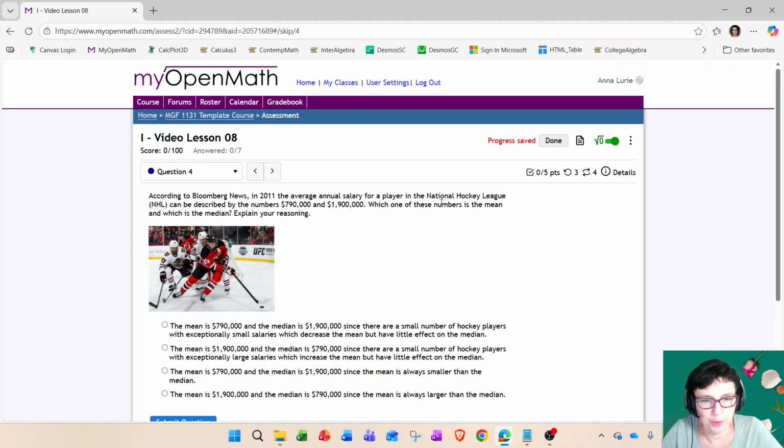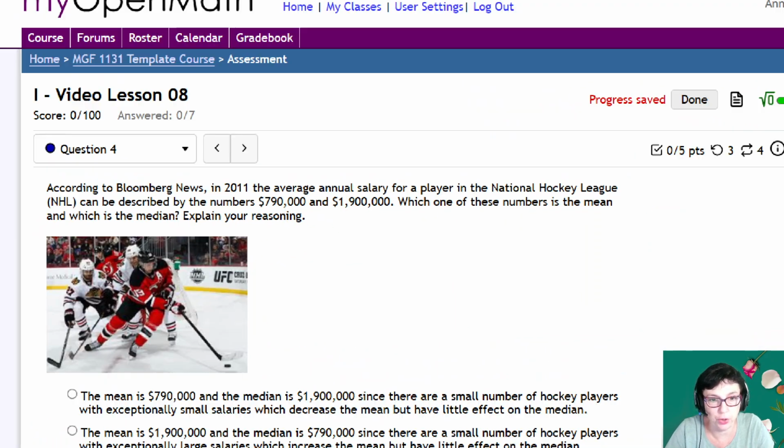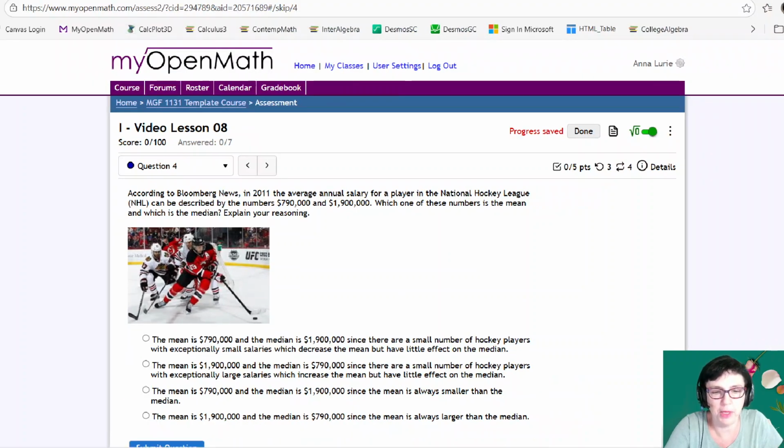We have two numbers for the salary of a National Hockey League player. One of them is 790,000 and the other one is 1,900,000. Which of these two numbers is the mean and which is the median? Now, we didn't really talk much about how we can compute them because we have the software, but to understand this question, you need to understand how the mean and median are computed.